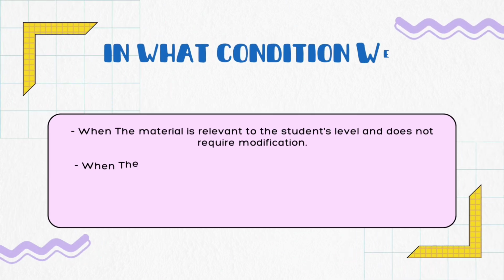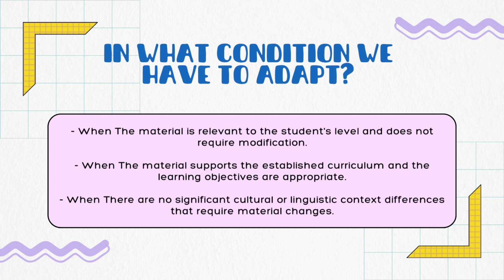So the next is, in what condition do we have to adopt? The first thing is when the material is relevant to the student's level and does not require modification. The next, when the material supports the established curriculum and the learning objectives are appropriate. The last one, when there are no significant cultural or linguistic context differences that require material changes.